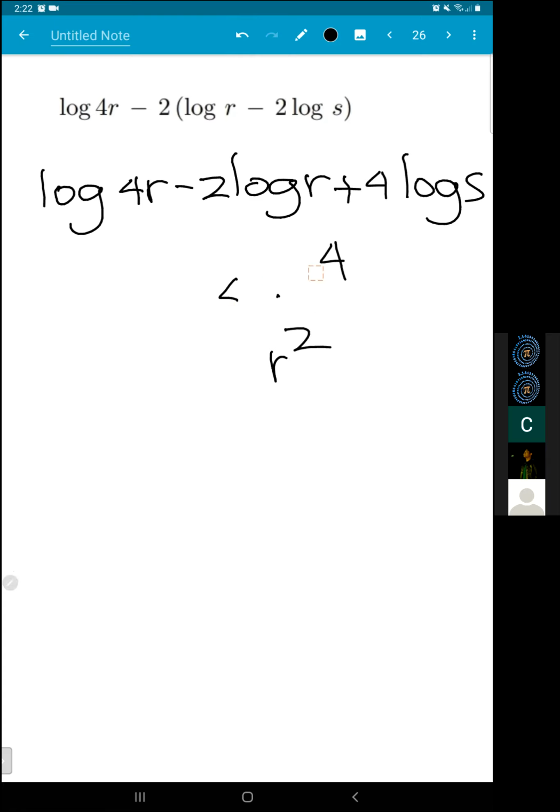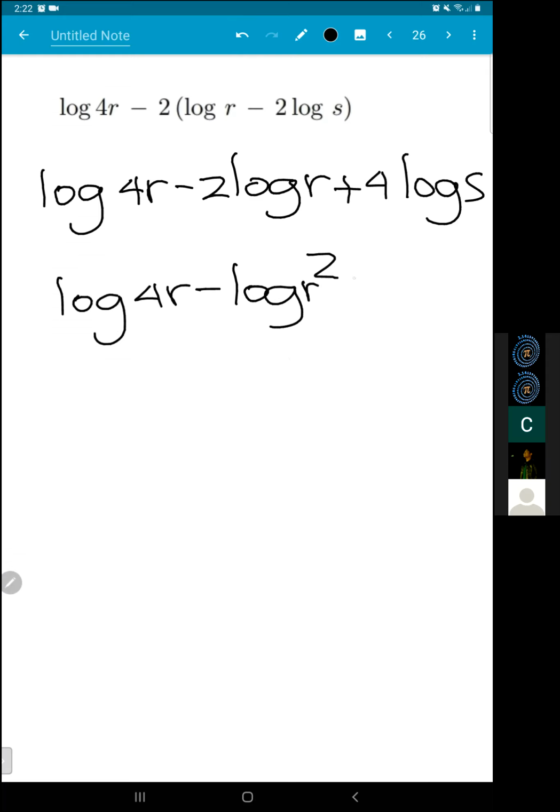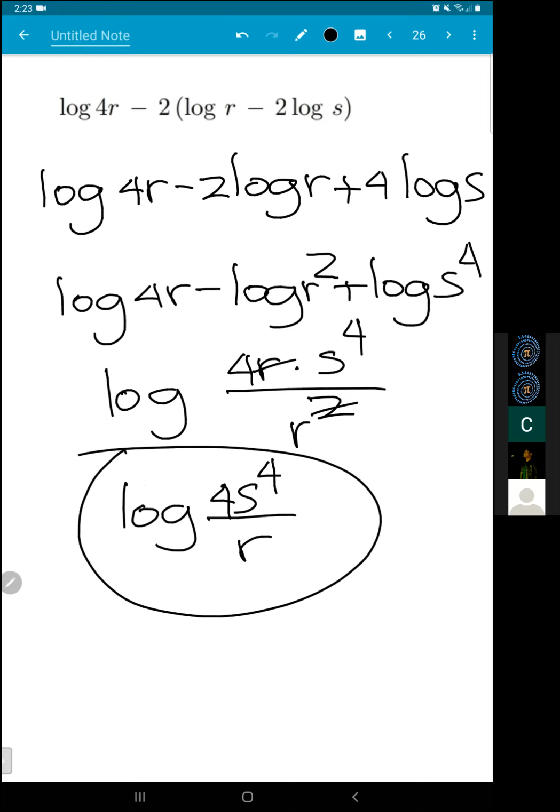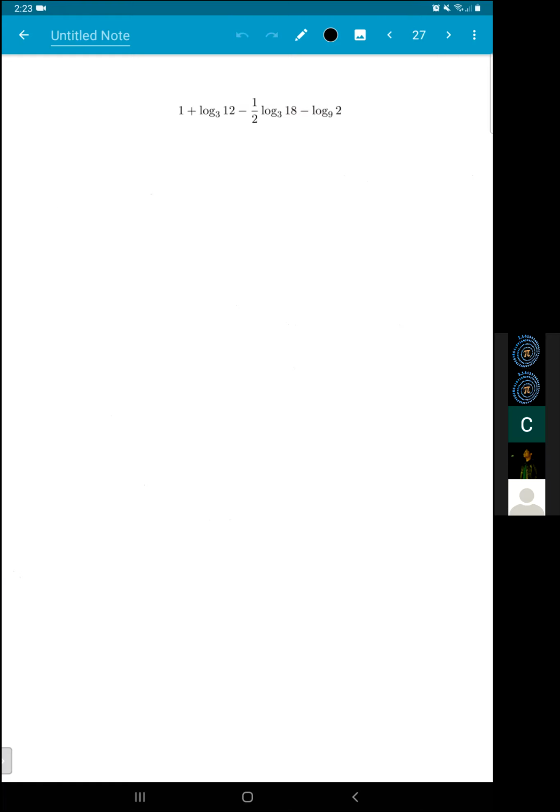Okay, but let me show it step by step. So first, you bring up all the coefficients. And then write as a single logarithm, positive ones up, negative ones down. Same thing. And then just do a little bit of simplification. So there you have logarithm of 4 s to the fourth over r. Okay, so that's writing a series of logarithms as a single logarithm.